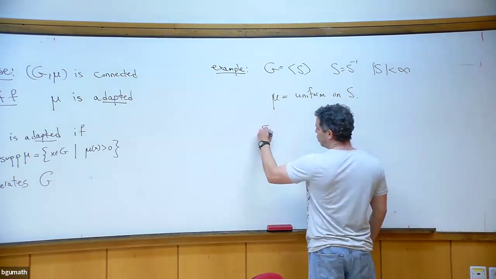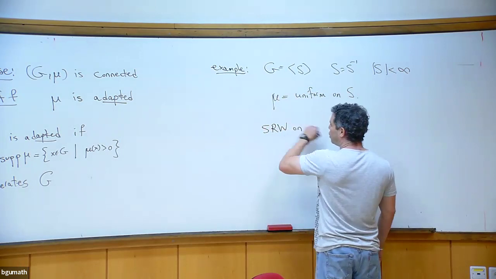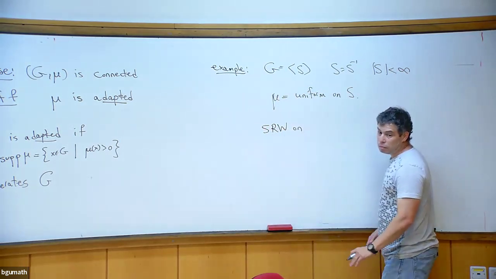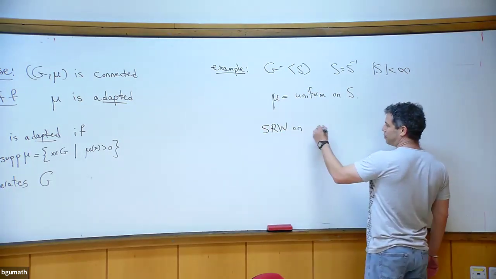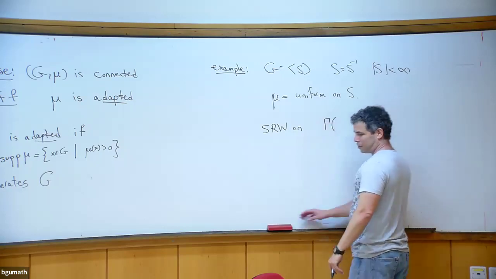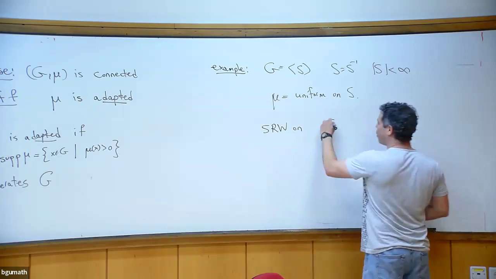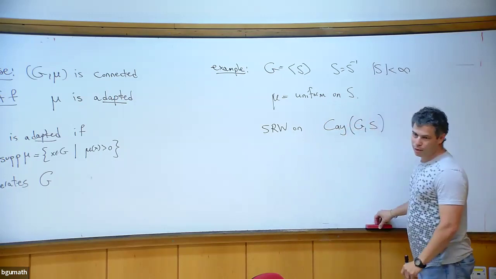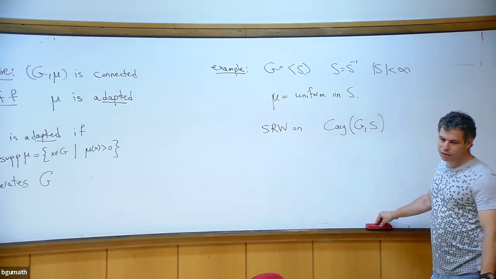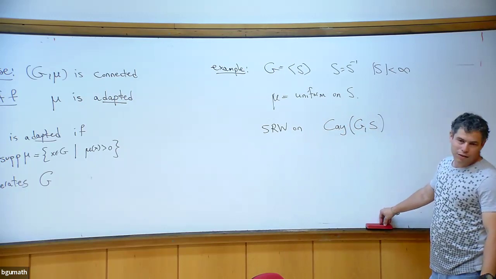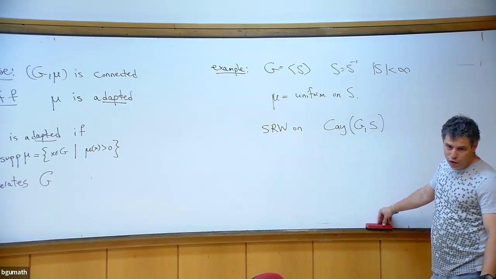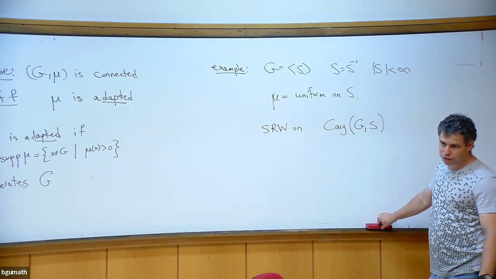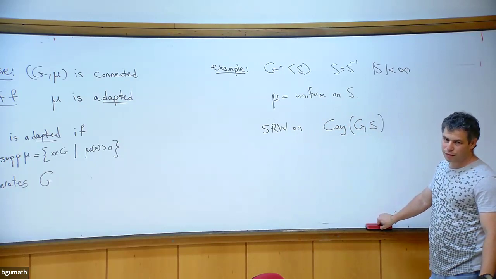So this is called simple random walk on what? I'll write it, but I didn't define what this is. It's a simple random walk on a certain graph, which is called the Cayley graph, and I'm going to define what a Cayley graph is, but I didn't define it yet.